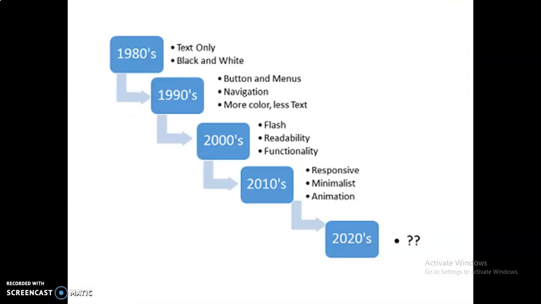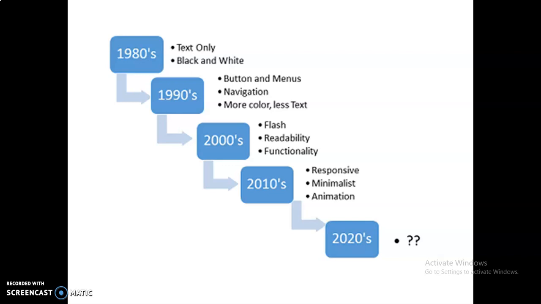As for the growth of the internet, in the 1980s the web pages were text only, and only black and white text was available in those days. After that, in the 1990s, buttons and menus, navigation bars, and colors were used, with more color and less text.